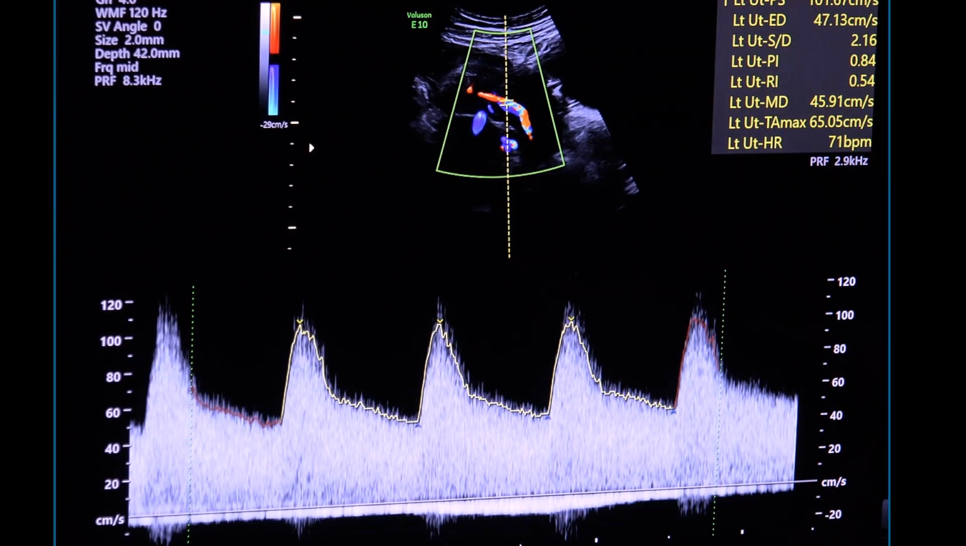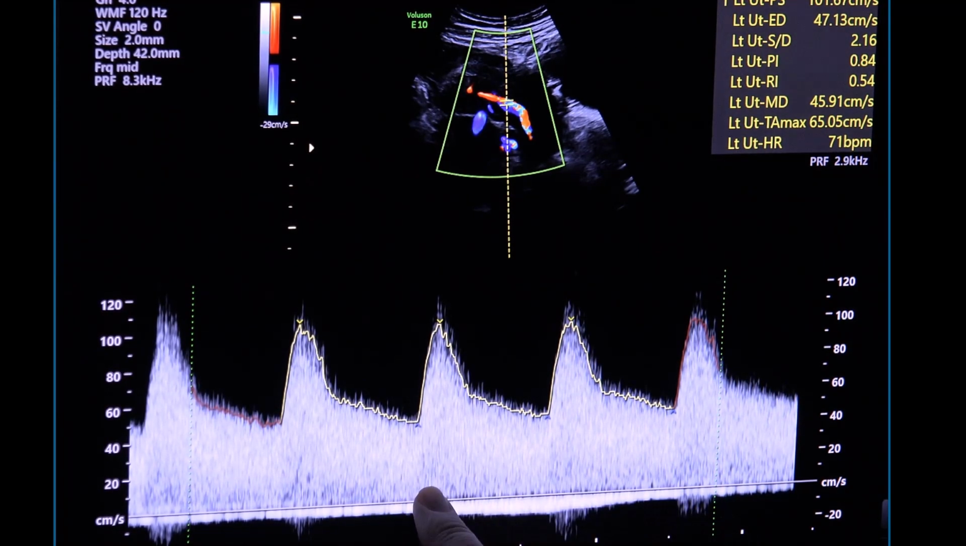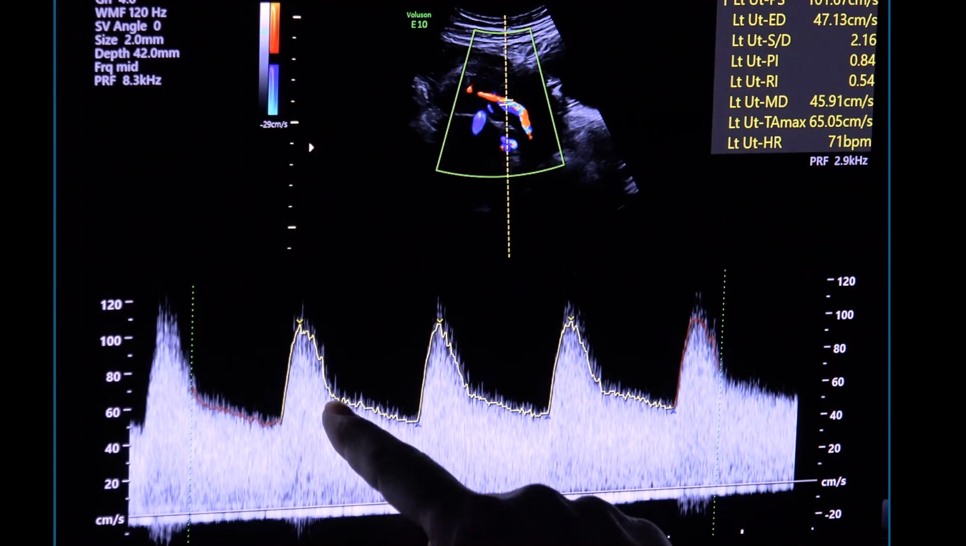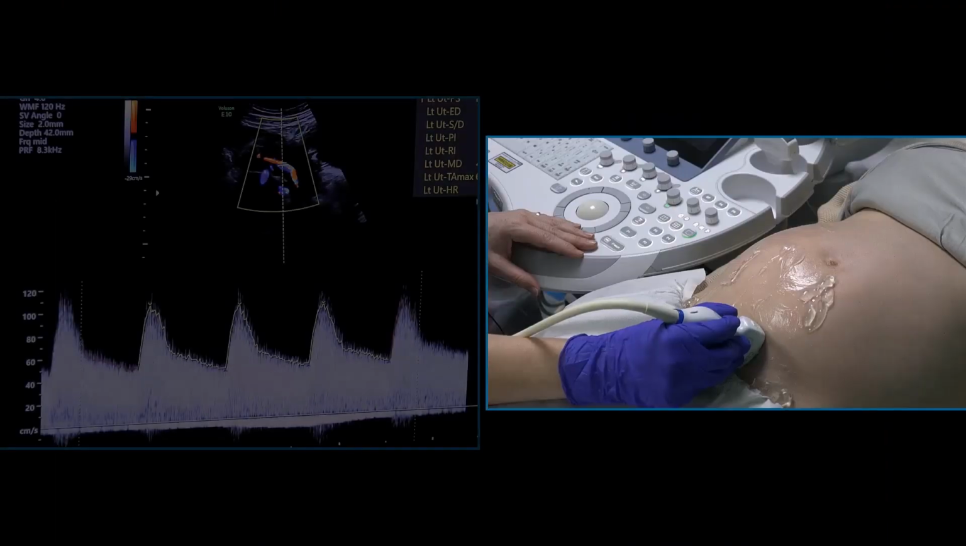And if you remember from the lecture at the start today, anything below 1.45 is good. And you can also see that we have a very good end diastolic flow. It's not decreased in any way, and we have no early diastolic notch. So this is a beautiful normal left uterine artery.